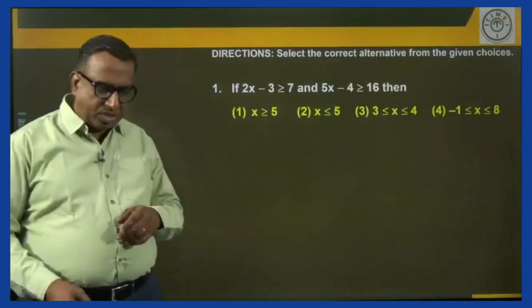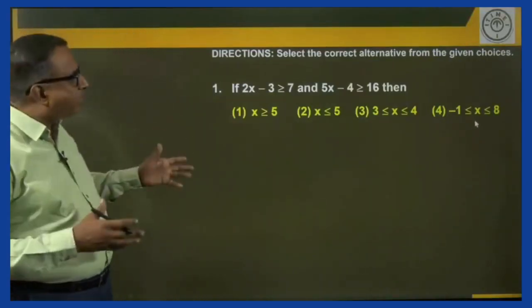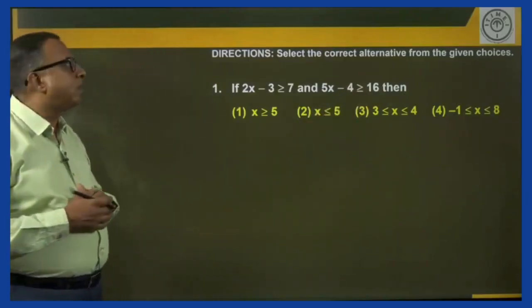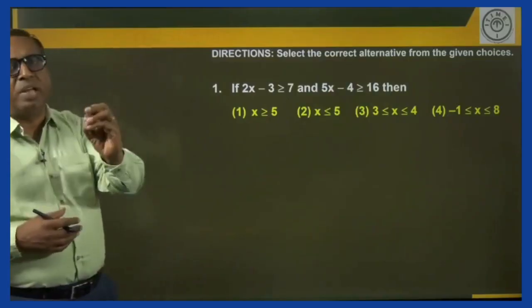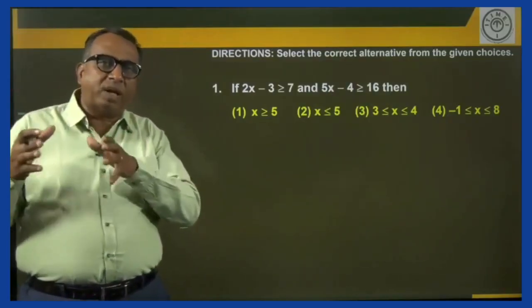If 2x minus 3 is greater than or equal to 7 and 5x minus 4 is greater than or equal to 16, then which of the following is true? Okay, దీన్ని మనము simultaneous inequalities అంటాం. Simultaneous means two sets of linear inequalities happening at a time.